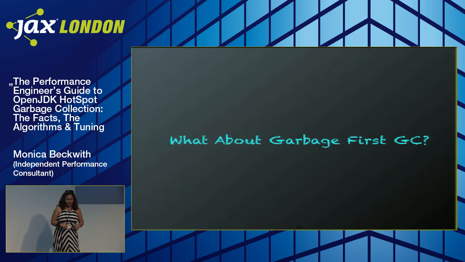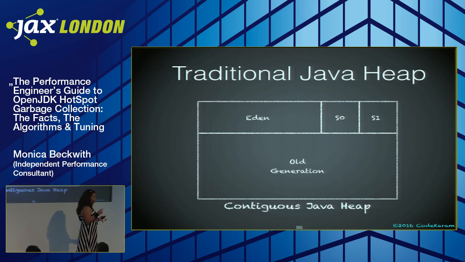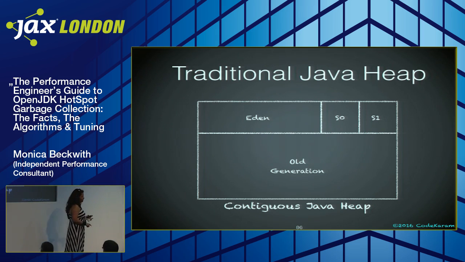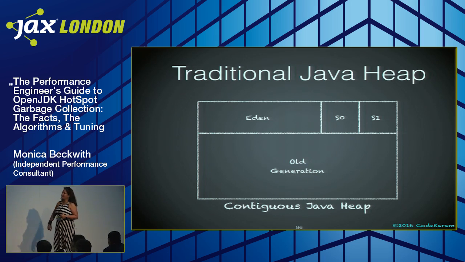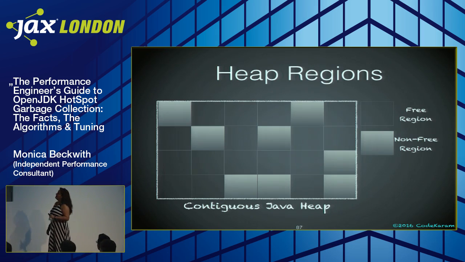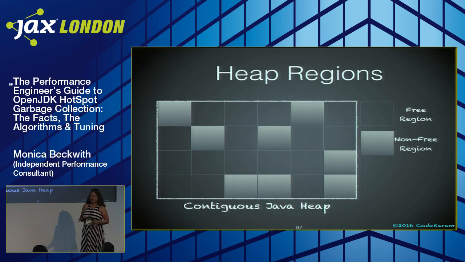All right. So quickly, we have the traditional Java heap. We all know about the contiguous Java heap. We all know about the young generation and the old generation. We all know about how the young generation is divided into Eden and survivors. That's what I've shown here. Everything is contiguous. G1 brings a new concept. It's called a regionalized heap.